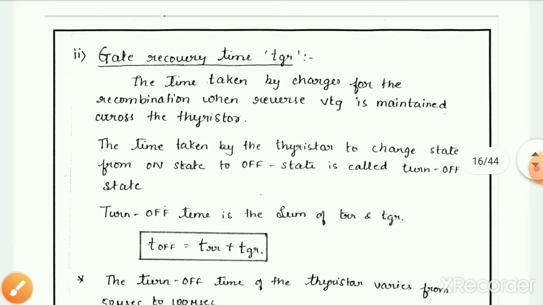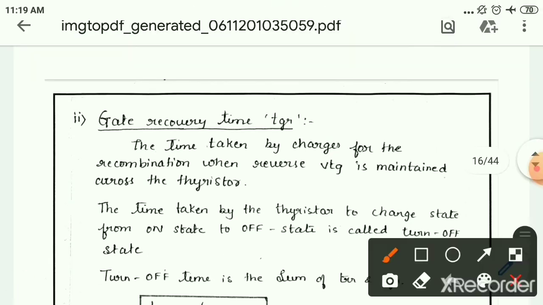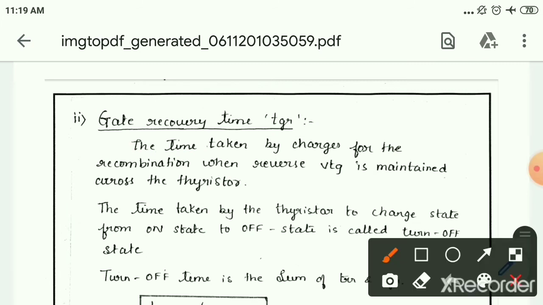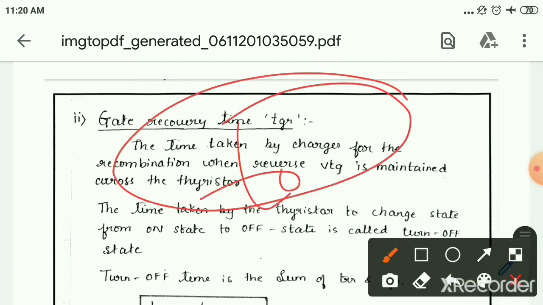Then the gate recovery time is the time taken by the charges for recombination when the reverse voltage is maintained across the thyristor. Whenever we maintain the reverse voltage across the thyristor, recombination of the charges takes place. The time required for that process is called the gate recovery time, indicated as TGR.